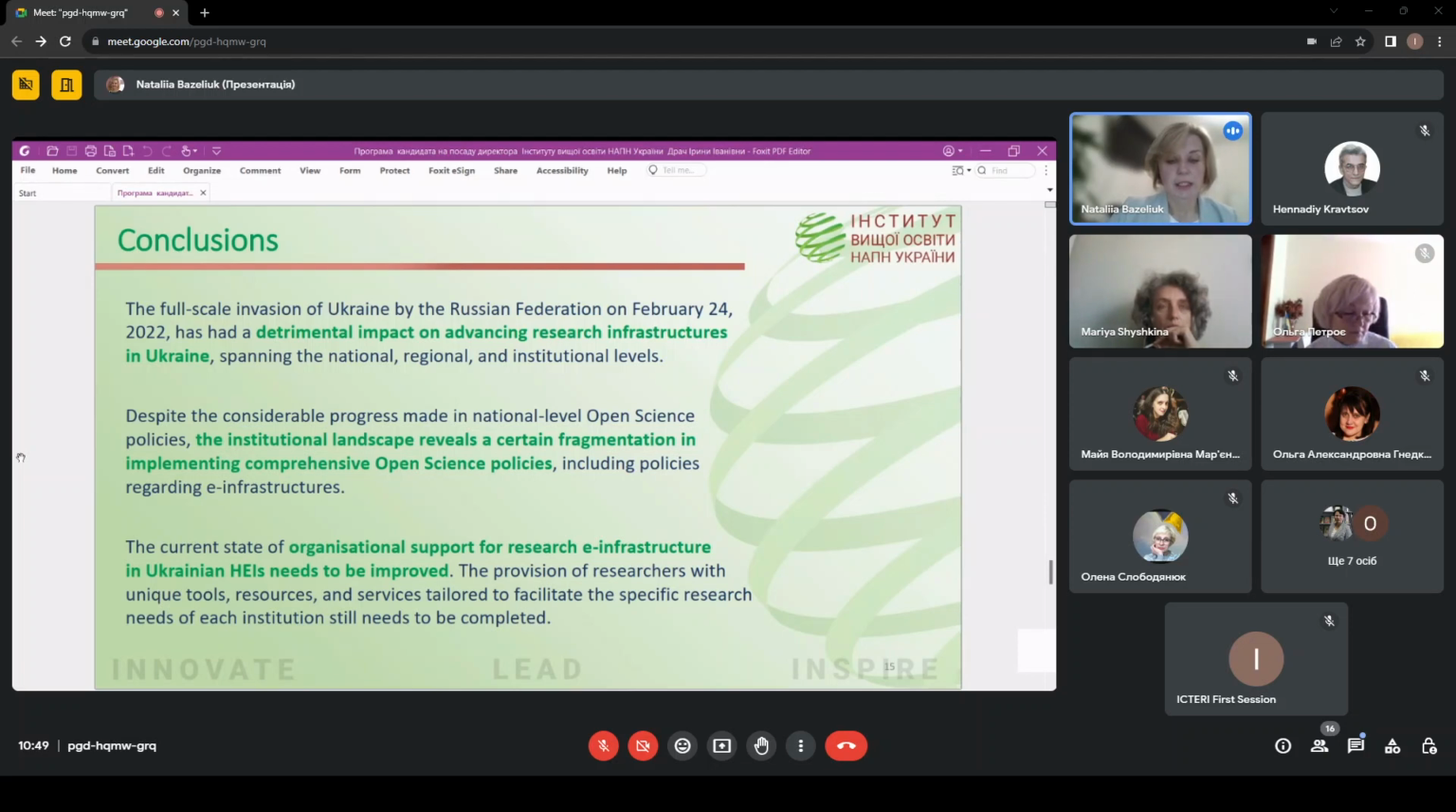The current state of organizational support for research infrastructures in Ukrainian higher education institutions needs to be improved. The provision of researchers with unique resources and services aimed at facilitating the specific research needs of each institution is still incomplete. While some institutions have established dedicated structural units or appointed responsible individuals to oversee the development of research infrastructure, many institutions lack organized efforts. Consequently, research and academic staff in the institutions rely on publicly available facilities, resources, and services for their research activities.